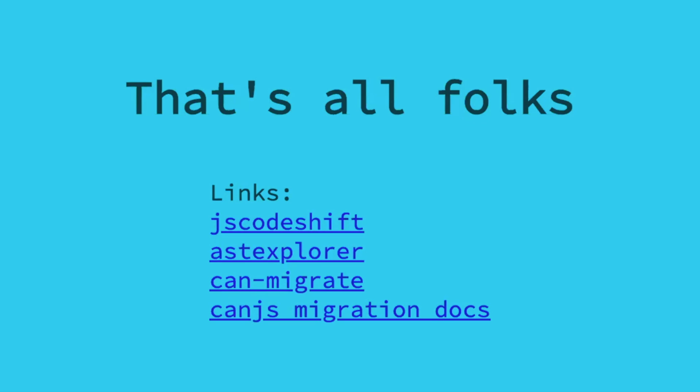So there's just some links here. We've got the links to JSCodeshift, links to AST Explorer, and then some links to CanMigrate and migration tools. Any questions?